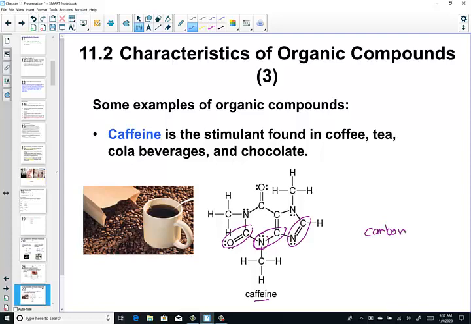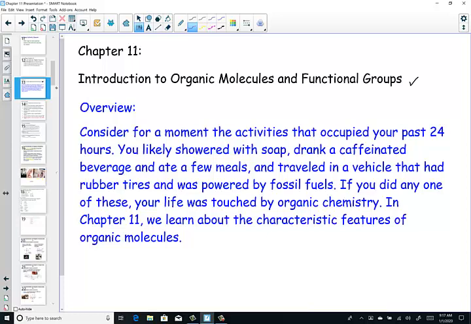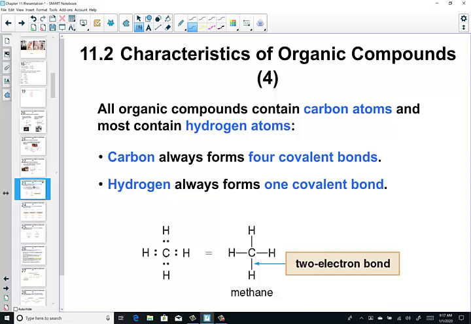With these examples, we're getting an idea that organic molecules, whoops, I hit the wrong slide, organic molecules all contain hydrocarbons. We're ready to flip our page over. All organic compounds, as we've witnessed, contain carbon atoms, and most will contain hydrogen atoms to complete the carbon's octet.